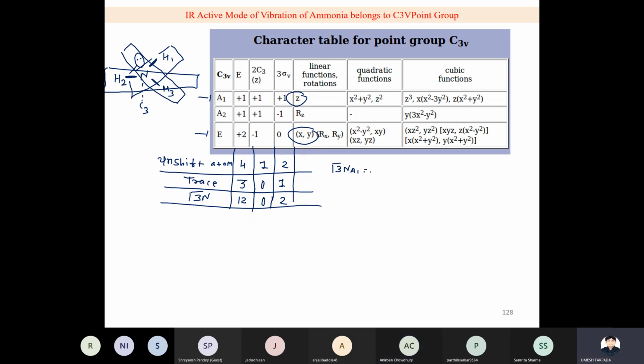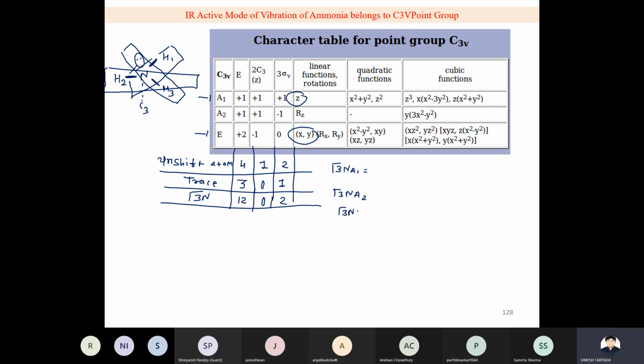Now you go for the number of times A1, the number of times A2, and the number of times E. आपको ये कैरेक्टर टेबल याद रखने की जरूरत नहीं है ना, it is literature, जैसे लॉग टेबल प्रोवाइड करते हैं इसी तरह this will be provided in the question.